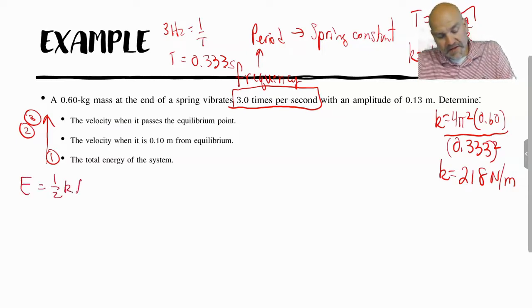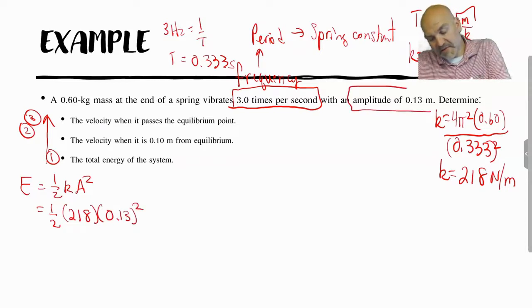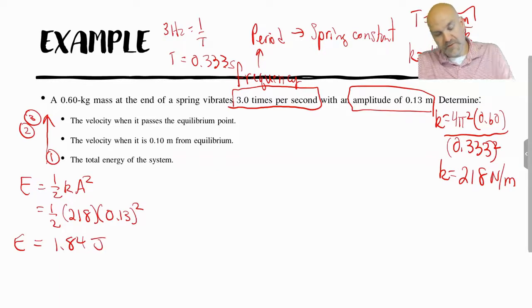So remember, the energy for the system is set by the equation 1/2 K A squared. And this is why we needed K, right? And so we're going to do 1/2 times 218 times A, which it tells us right here our maximum amplitude is 0.13. And so the energy for the system is going to be equal to 1.84 joules. And so now we can finish off our problem here.